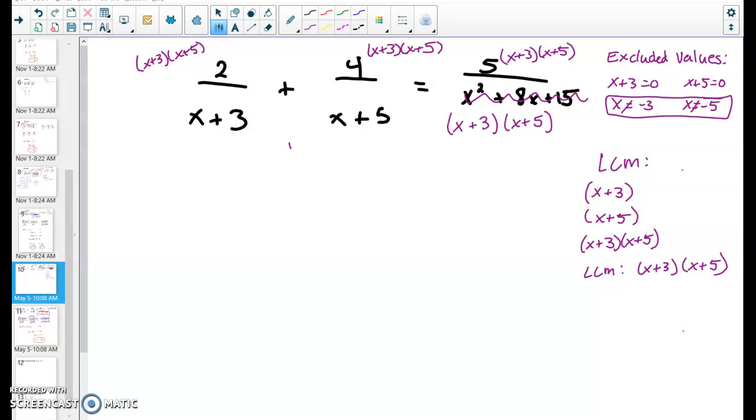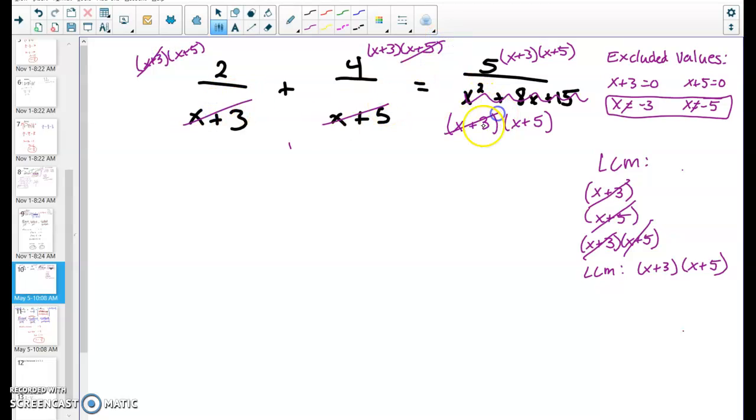Your least common multiple, you needed to account for every little factor of your fractions. So I have an x plus 3 that I needed, so I could cancel out the x plus 3 from my first and my third fraction. And I needed an x plus 5, so I could cancel those out from my second and my third fraction. So my least common multiple needed x plus 3 times x plus 5. So I multiply that to every single term. Now I'm going to cancel out factors where I can.